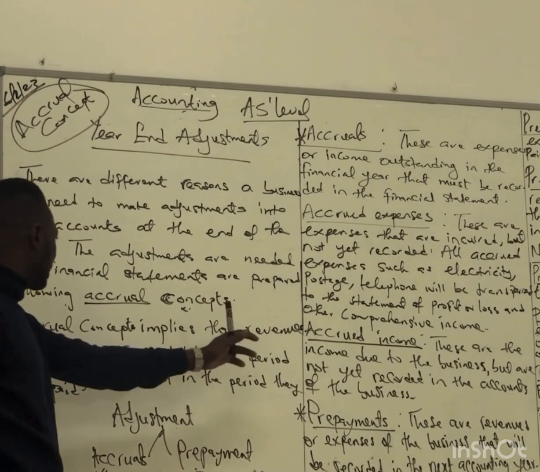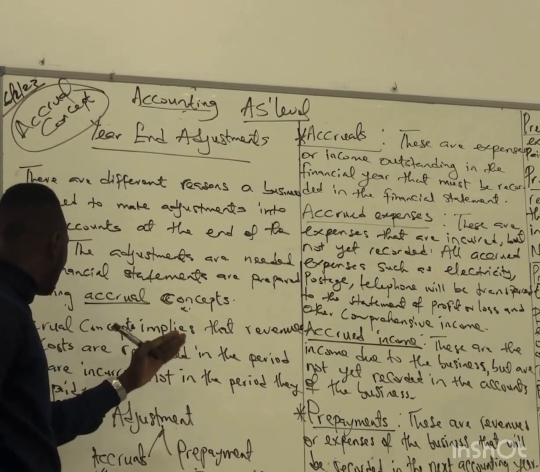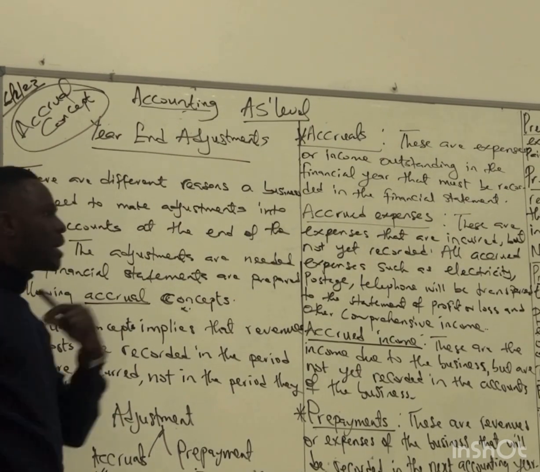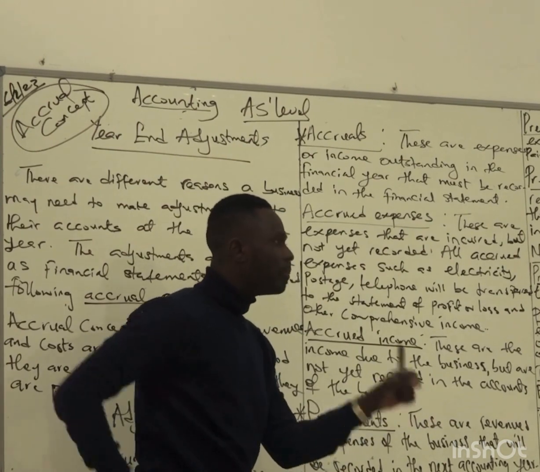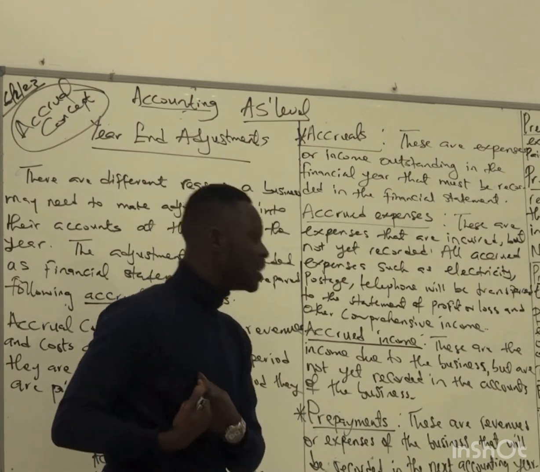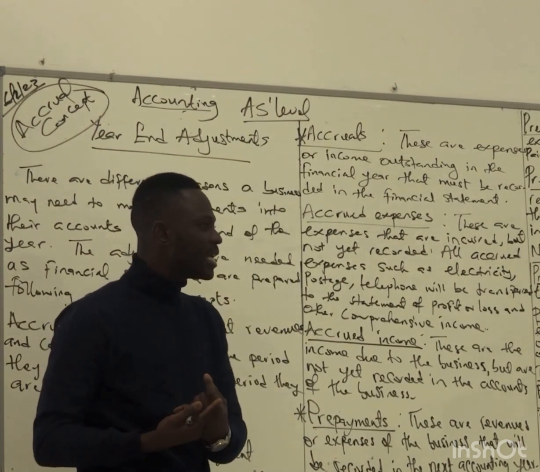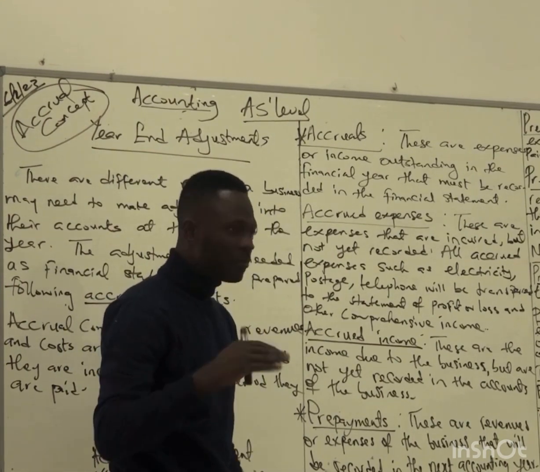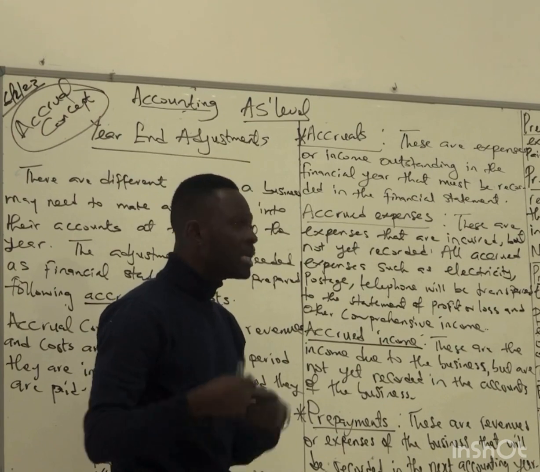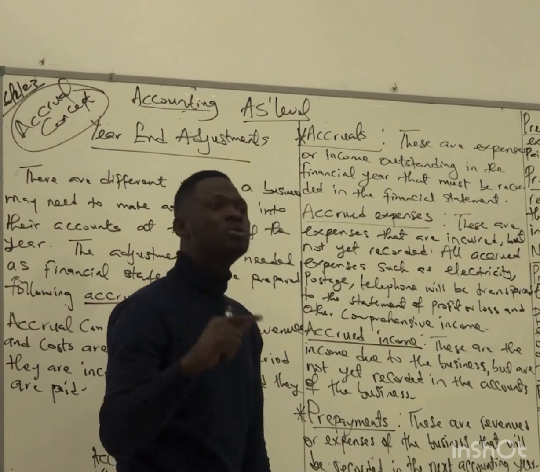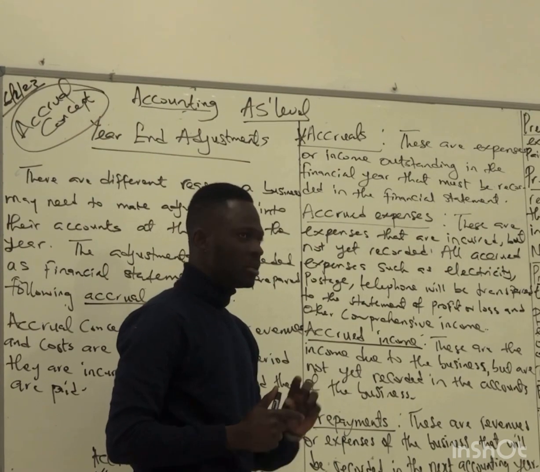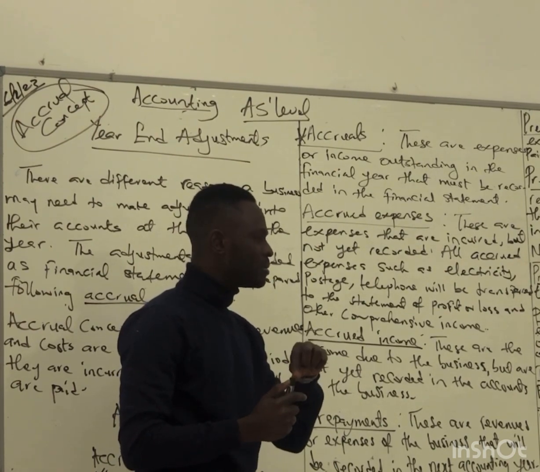The accrual concept requires that revenues and costs are recorded in the period they are incurred, not in the period they are paid. We might make a payment now, but we won't record the revenue or the expense if we have not incurred it. I could pay you right now for something I want you to do, but as long as I have not done it, it should not be recorded in your book. Do you understand what we're talking about here?